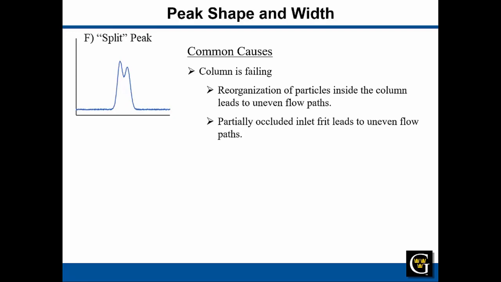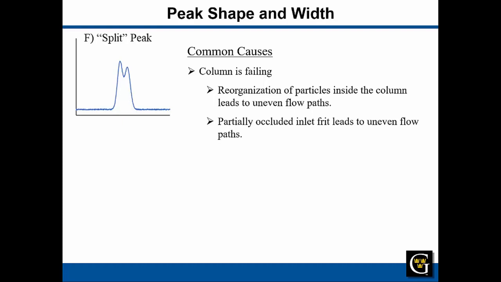Moving on to split peaks like the one shown here. So this kind of peak shape could be due to two compounds eluting close together that aren't resolved, but we can also see this kind of peak shape for a single analyte, and this obviously is not ideal at all. And I would say usually this is related to column failure. So a couple of possible ways that the column can fail to lead to this kind of result are that we can have a reorganization of particles inside the column that leads to uneven flow paths or very different flow velocities across the radius of the column.